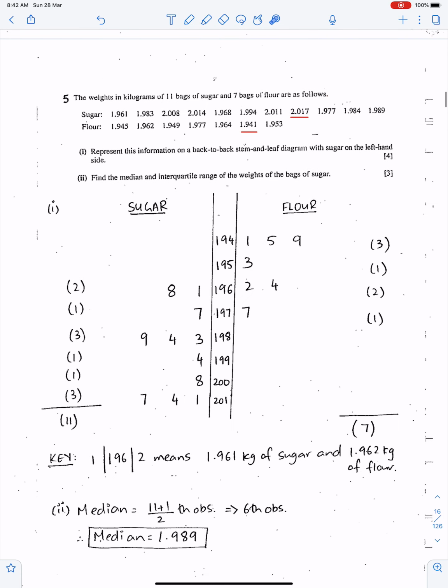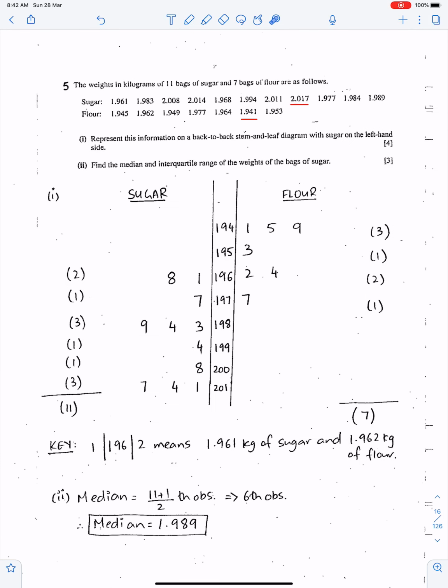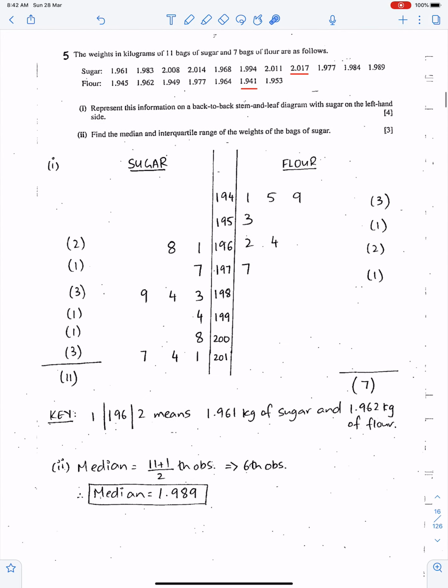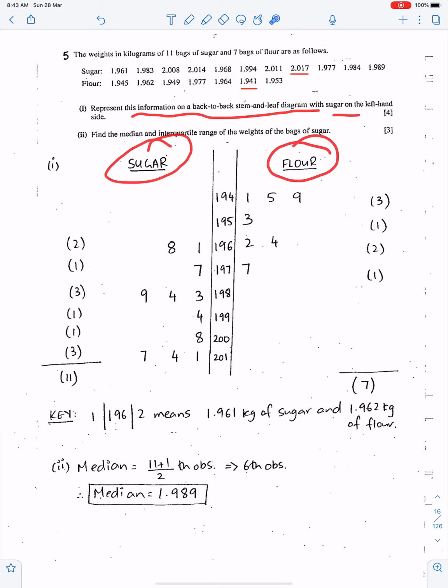Now, back-to-back stem plot. This diagram is known as the back-to-back stem plot. In a back-to-back stem plot, number one, observe the data. It's a 3 decimal place value or 4-digit number. So for a stem plot, you have to ignore the decimals. Just consider the number without the decimal, and you will mention the decimal in the key. Now represent this information with sugar on the left-hand side. So keep sugar here and flour here.